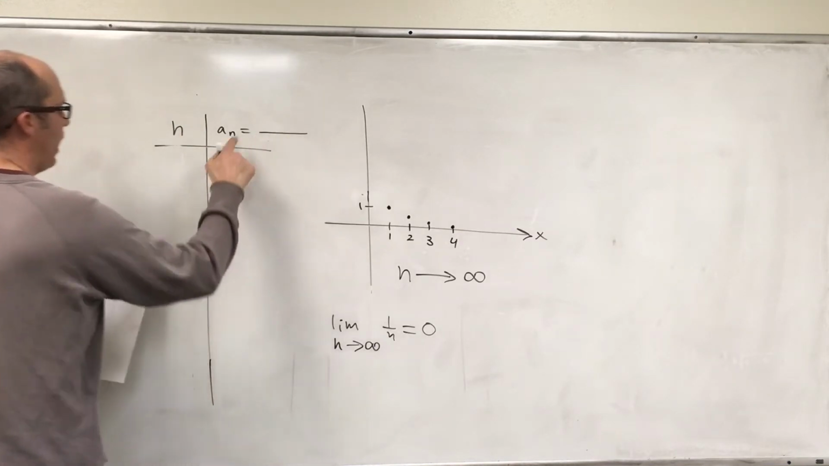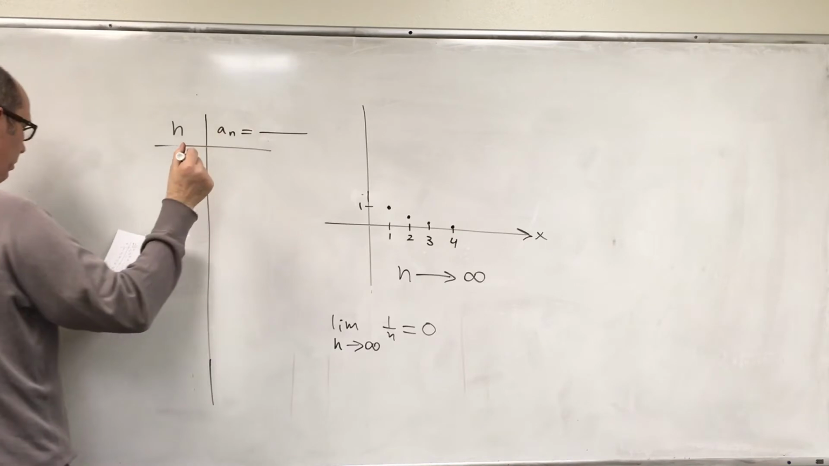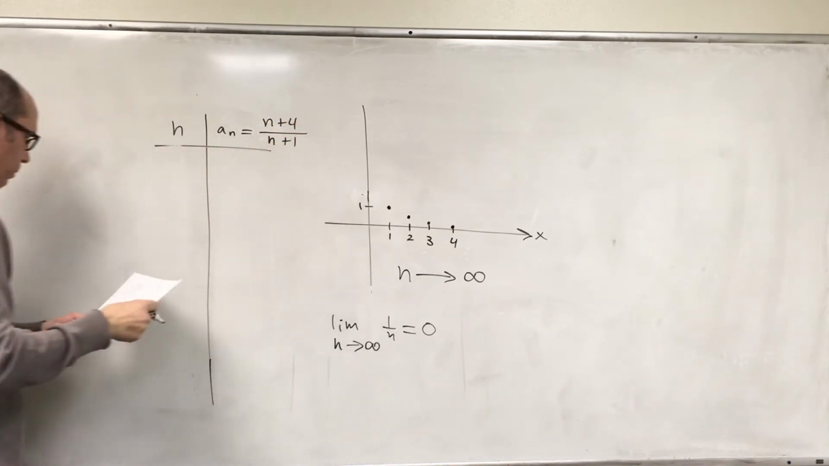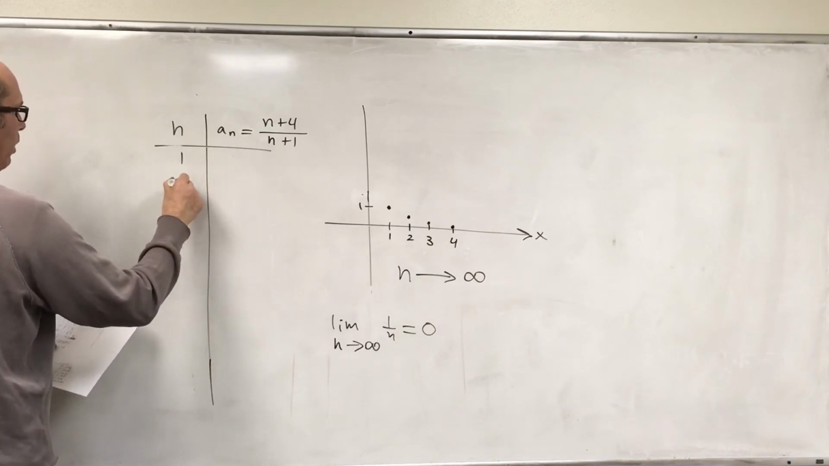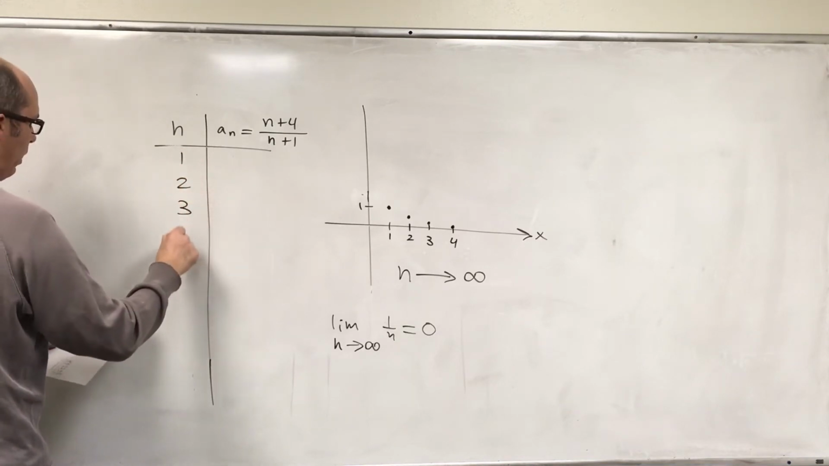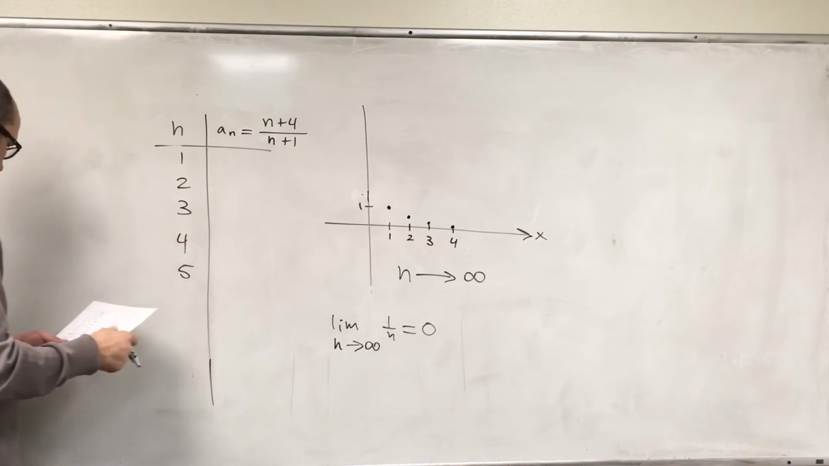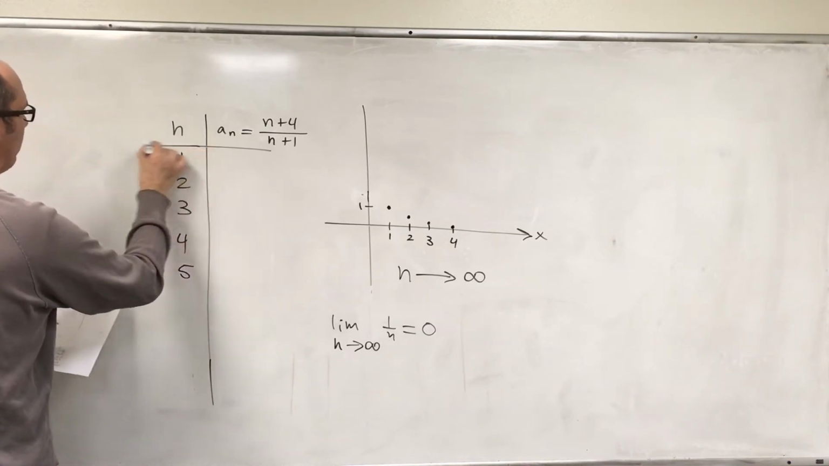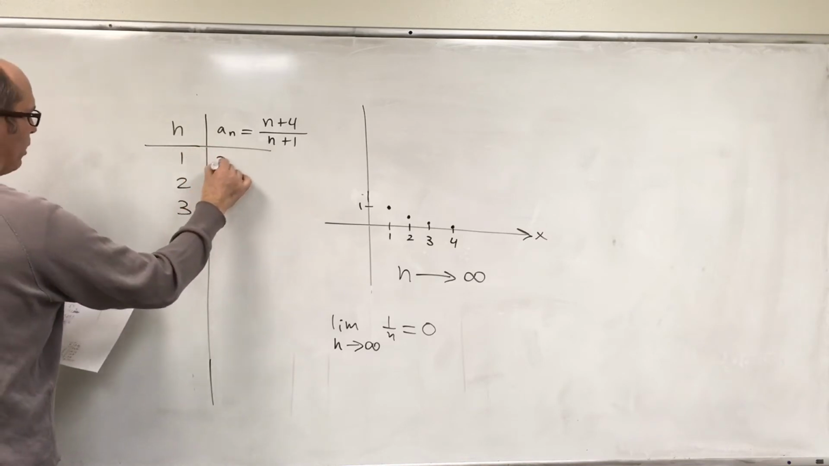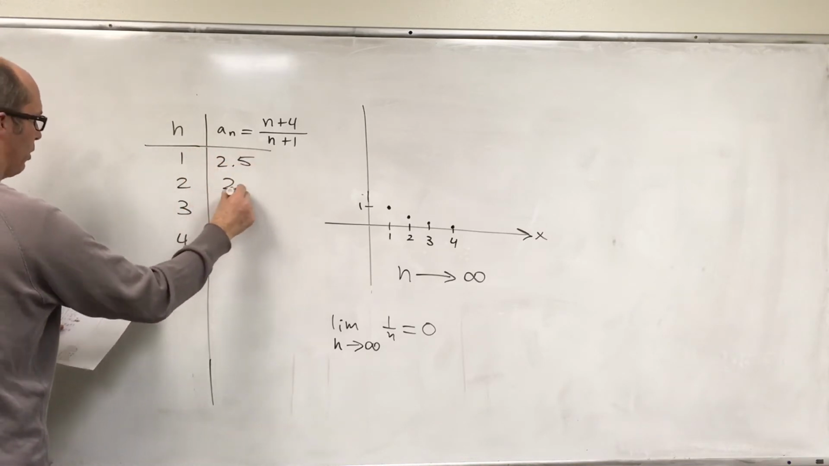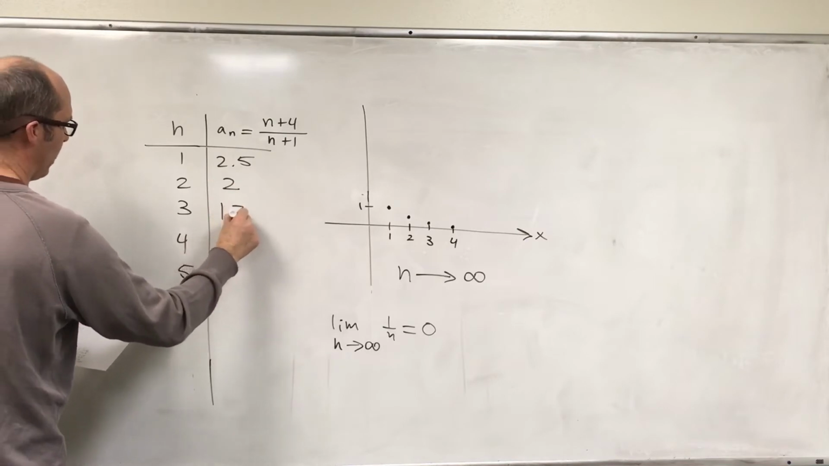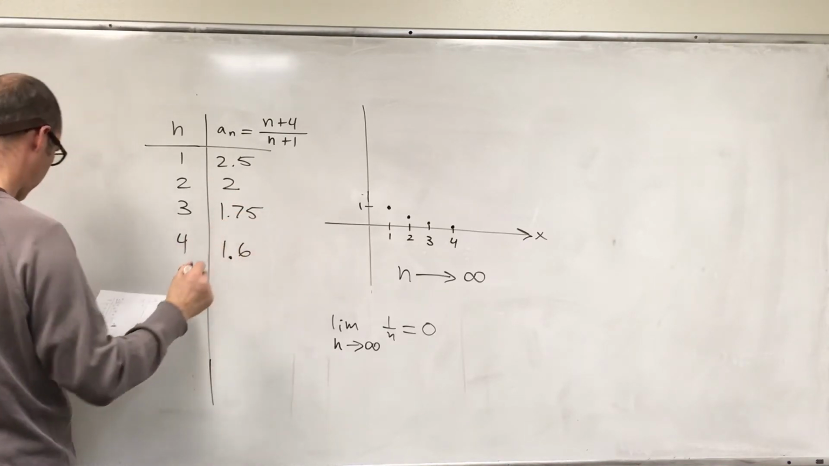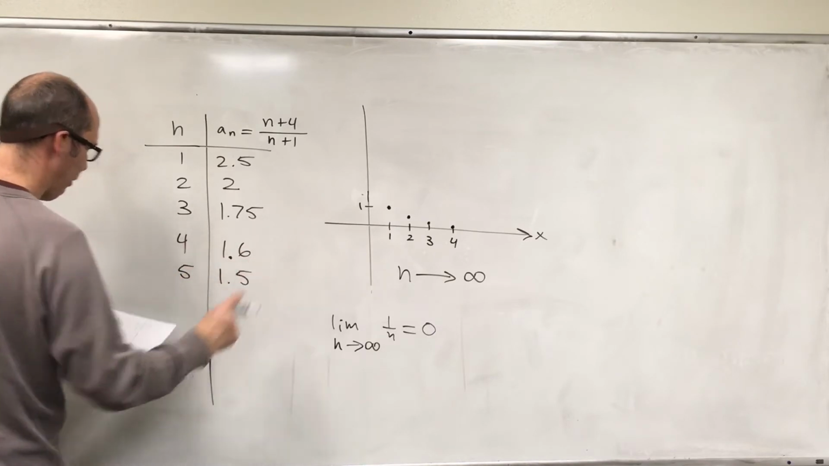Let's look at an equals n plus 4 over n plus 1. At 1, we're at 2.5. At 2, we're at 2. At 3, 1.75. At 4, 1.6. At 5, 1.5.